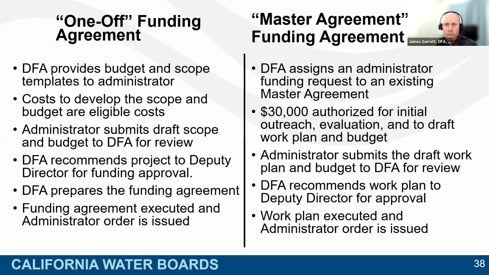And once we have received funding approval, DFA contracts staff then begins the process of drafting the funding agreement. Once the funding agreement is issued and signed by both the administrator and DFA, it will then be officially executed and eligible costs can be reimbursed to the administrator and the order can also be issued. So that's the one-off agreement process.